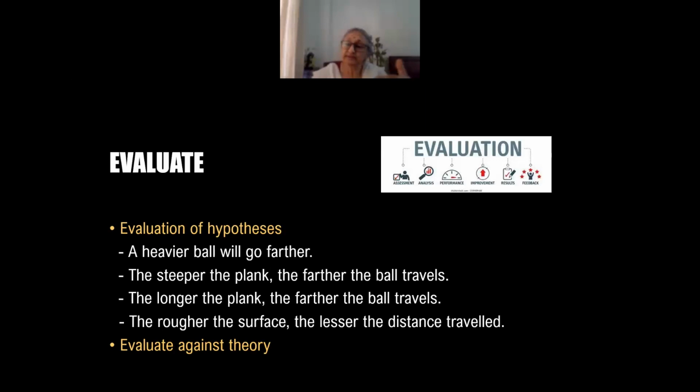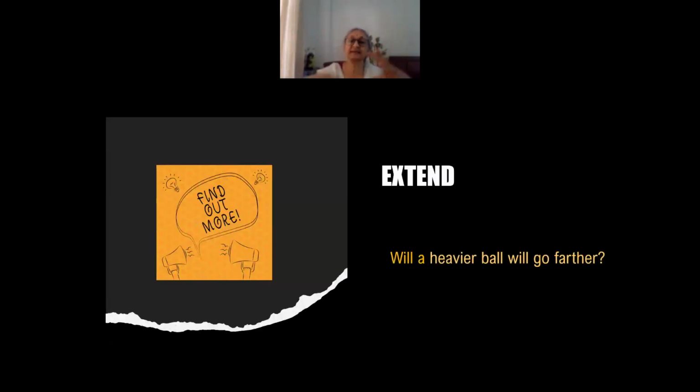So now they have evaluated the result against their hypothesis, but they also have to evaluate against their theory. It should not happen that the result does not match their theoretical concept, does not corroborate it, does not logically fit with it. So that is another evaluation that they have to do. And then they can further extend the exploration.